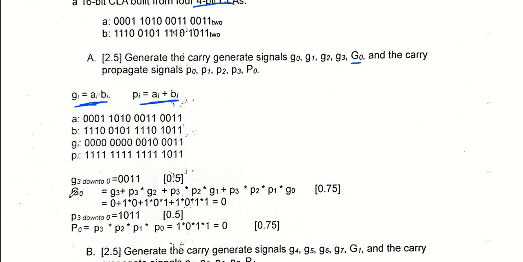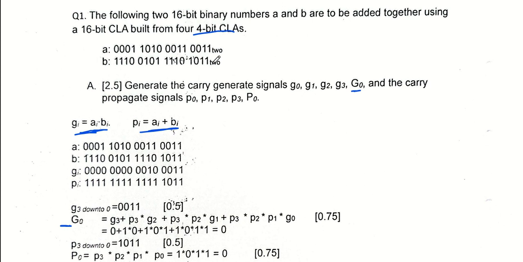When they tell you capital G0, remember that in your adder, you have split it into 4-bit adders: 4, 4, 4, 4, right? So when they tell you G0, that means the G output of this first one is what you are talking about. Now, what is the highest bit in this one? Bit 3, right? 0, 1, 2, 3. So it means that bit 3 will stand alone.